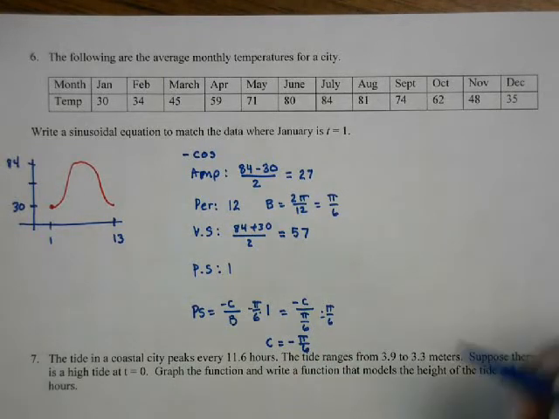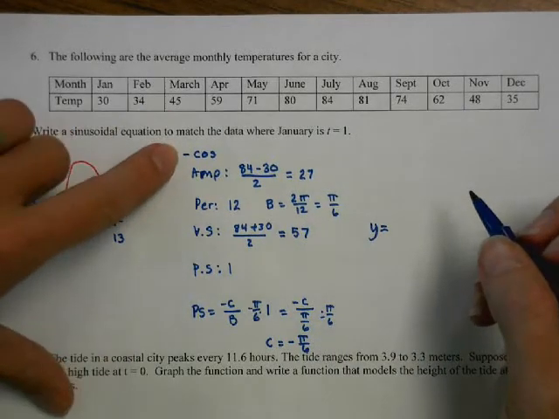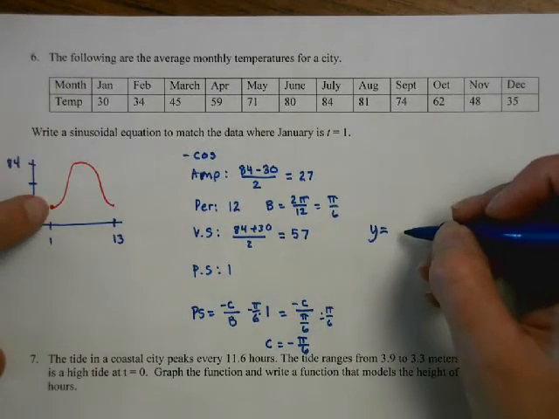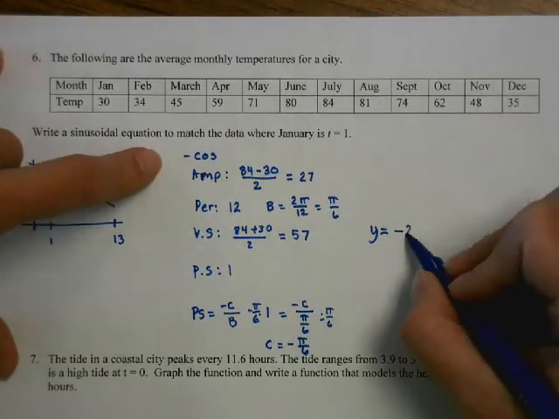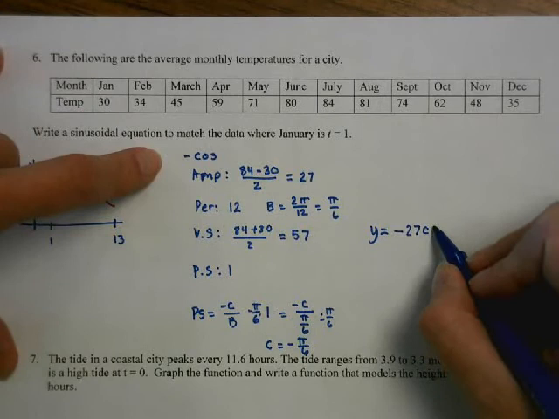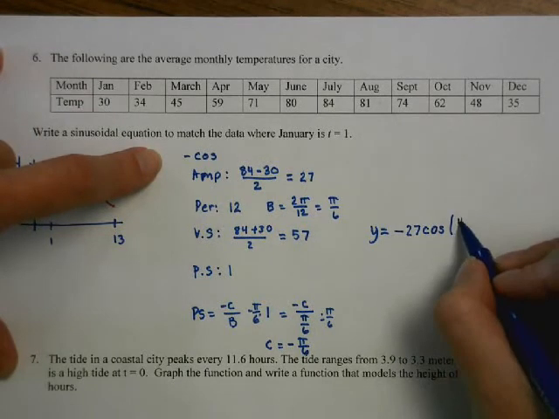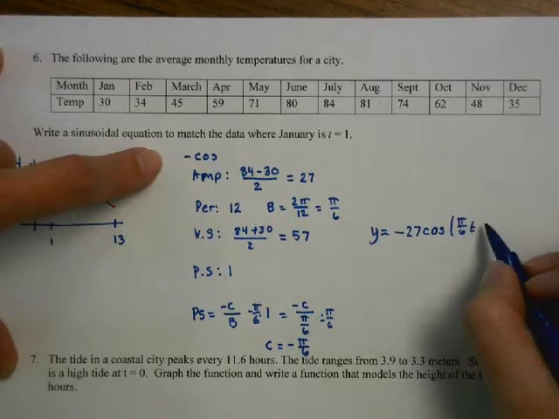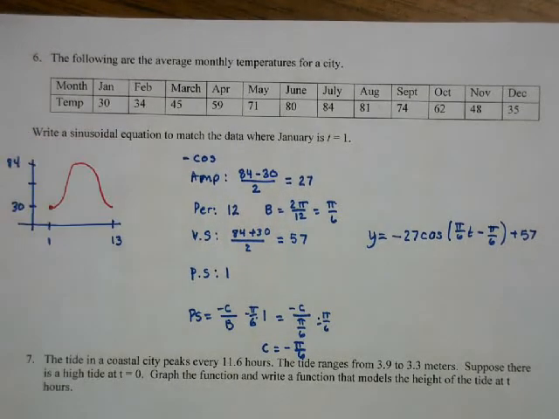So let's put all of this together. My function is a negative cosine since we're starting at the minimum. So this is going to be a negative. My amplitude is 27. Cosine pi over 6 t minus pi over 6 plus a vertical shift of 57.